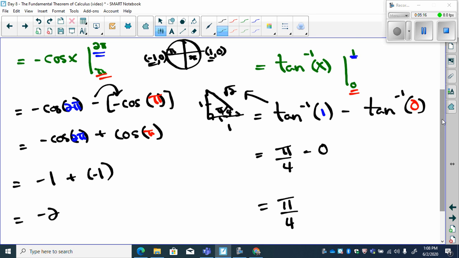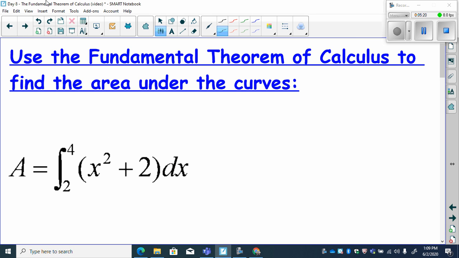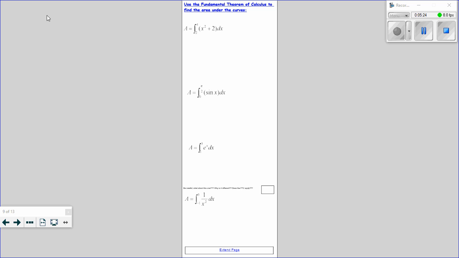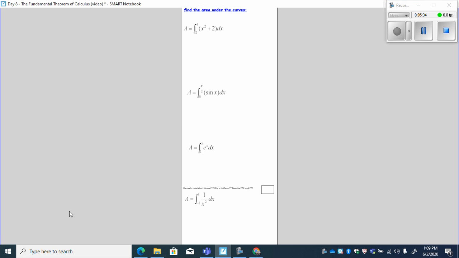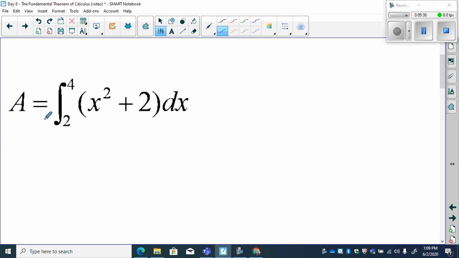Okay, so there's 2 more examples. You can try these guys, all right? Maybe you can pause the video. You can try those 4 on your own, okay? And then unpause the video and I'll go through them, see how you made out. So good luck. So we're calculating the area under the curve x squared plus 2 from 2 to 4.